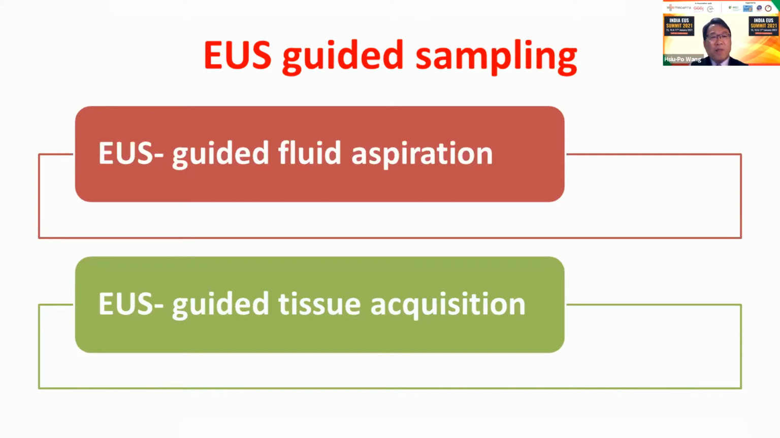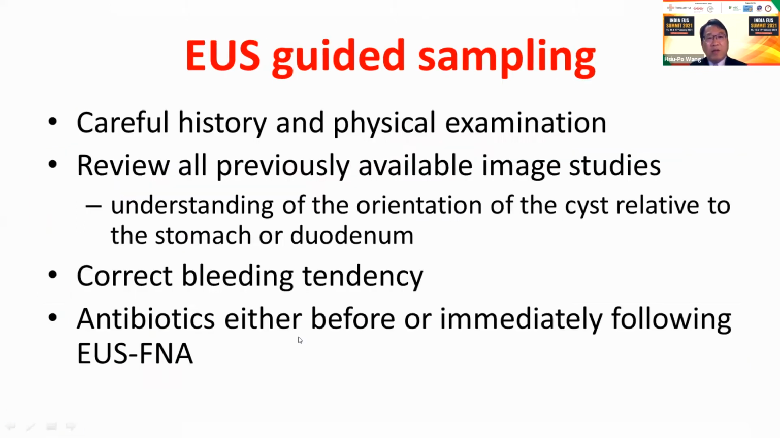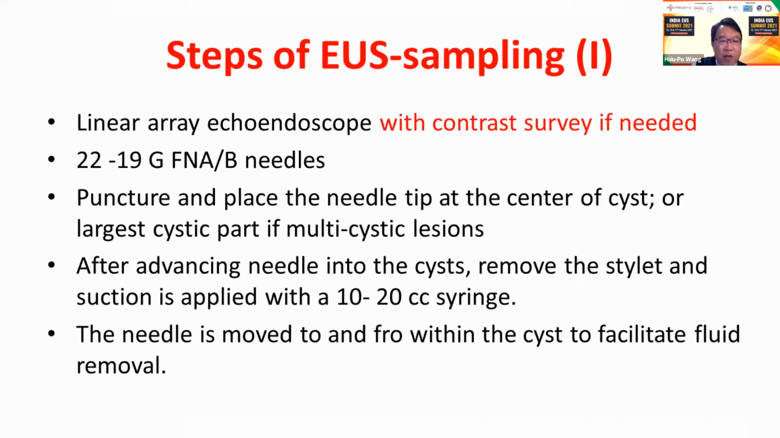The EUS-guided sampling includes fluid aspiration and also tissue acquisition. Before the sampling, we do careful history taking and physical examination, and review all the previously available image studies to understand the orientation of the cyst related to the stomach and the duodenum, and correct any bleeding tendency. Antibiotic is very important, given immediately before and following the EUS FNA.